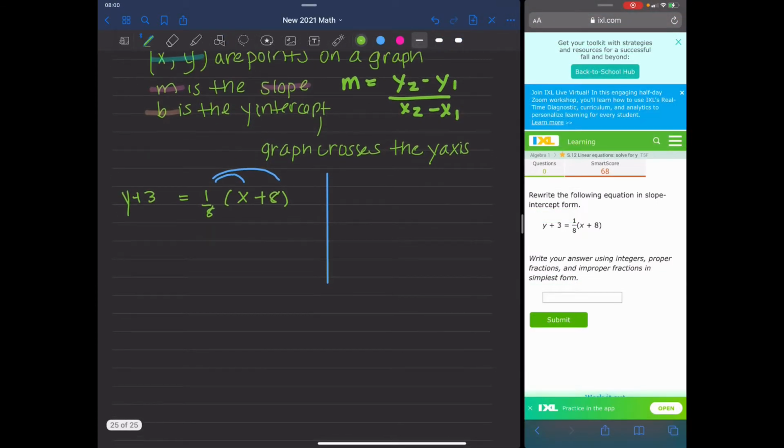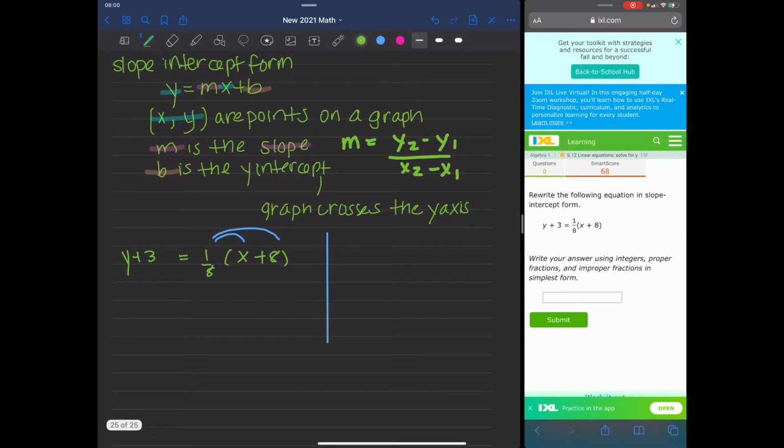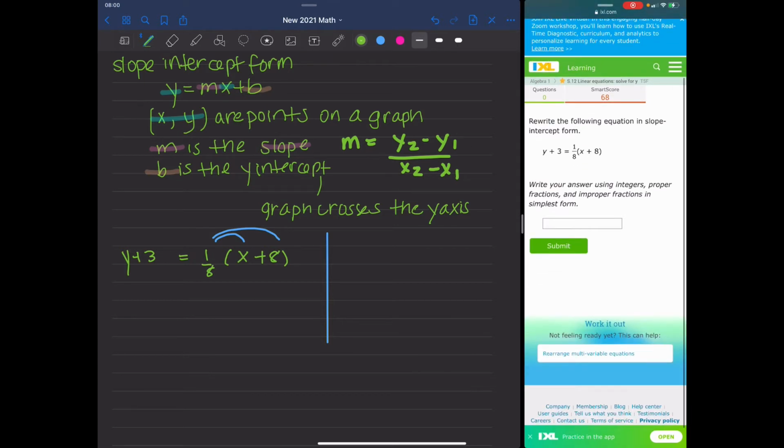Okay, so again, we're trying to get slope-intercept form, and our next question is going to be y plus 3 equals 1/8 times x plus 8. I'm going to distribute that 1/8 into the parentheses. So I get 1 over 8 times x. So I just write them next to each other. And then I'm going to show you how to multiply fractions.